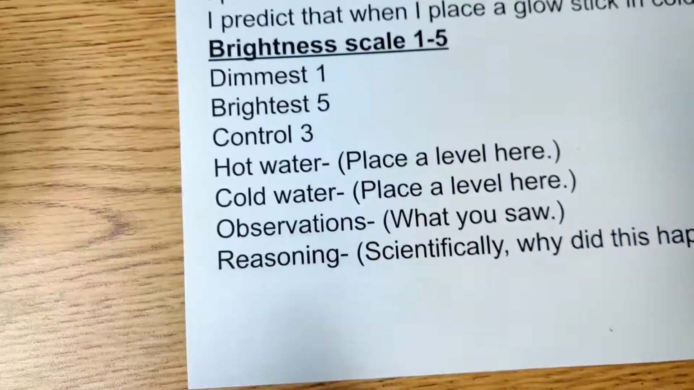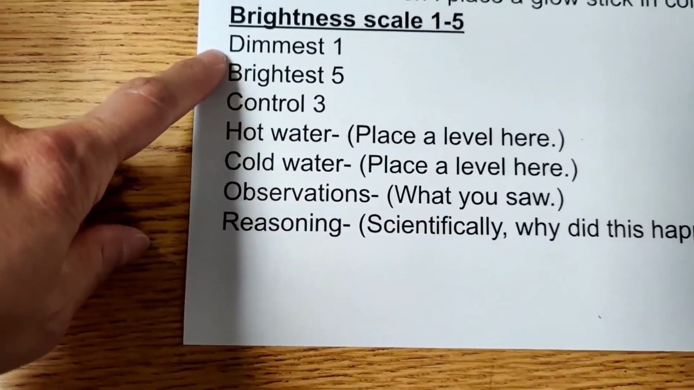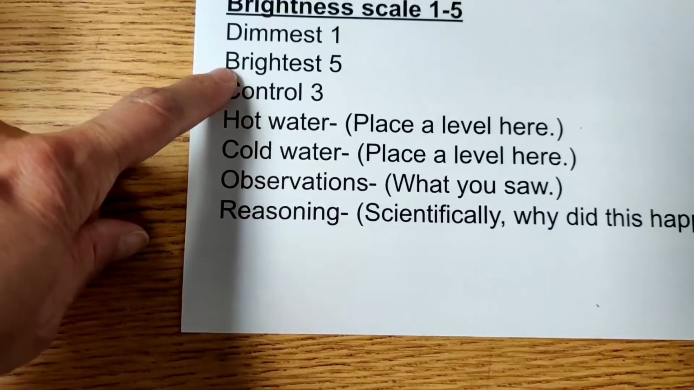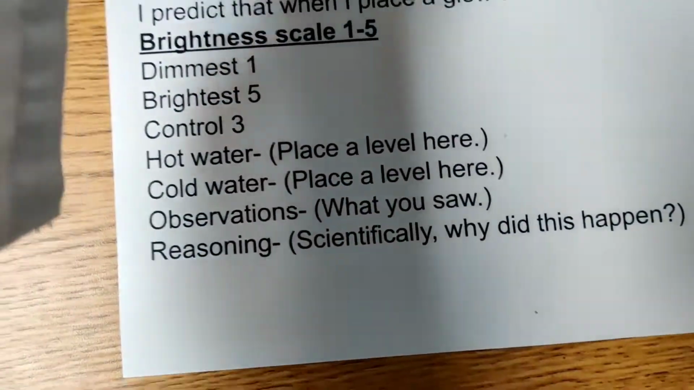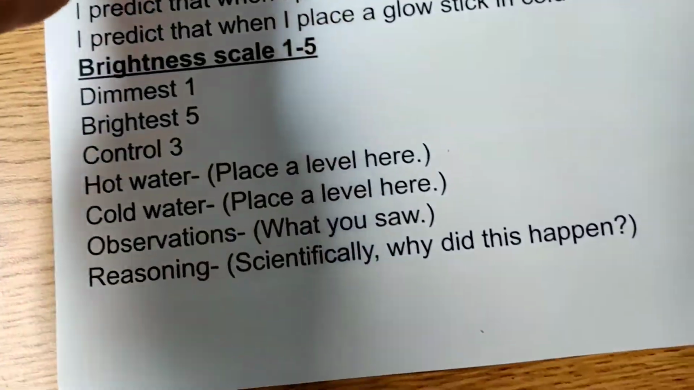You also need to write down on your paper a brightness scale of 1 to 5. So the dimmest would be 1, the brightest would be 5, and your control, which is the one we're going to place in the middle without any treatment on it, is going to be 3. So this is the one we're comparing it to, the regular one.